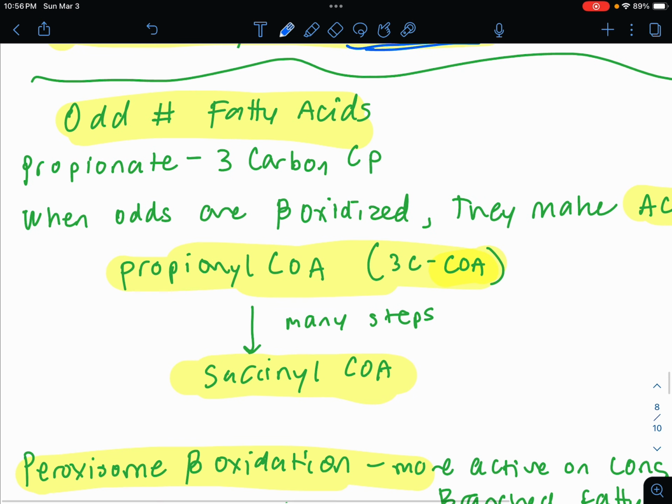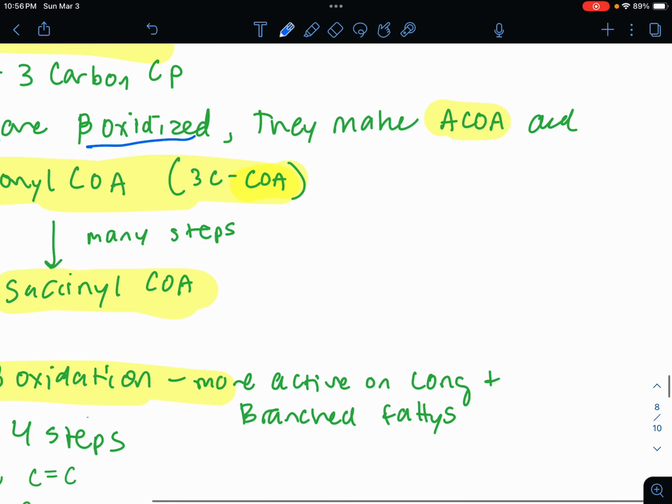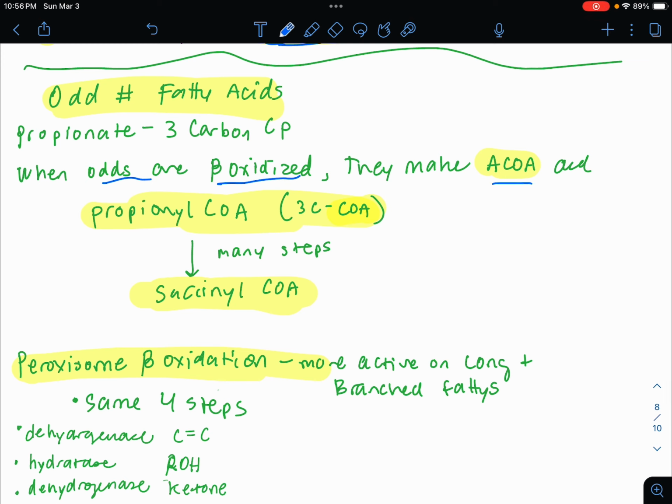Right, let's talk about odd number fatty acids now too. First we have to talk about this molecule, propionate, which is a 3-carbon compound basically formed by cattle from carbohydrate fermentation. However, when odd number fatty acids are beta oxidized, they make acetyl-CoA as well as this molecule here, propionyl-CoA, which is a 3-carbon with a CoA at the end. Many steps will be involved, but ultimately this will become succinyl-CoA. Succinyl-CoA is, of course, involved in the citric acid cycle.